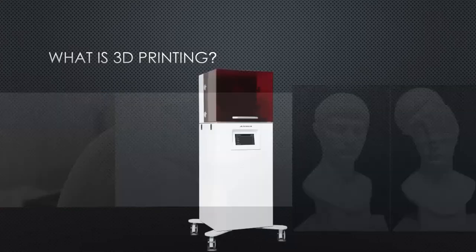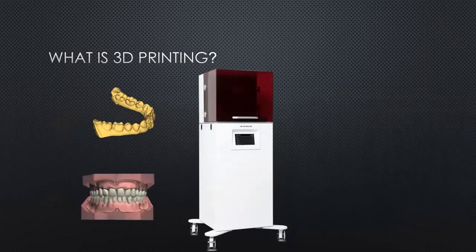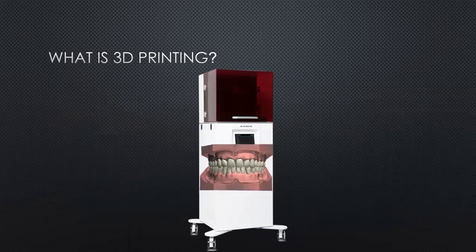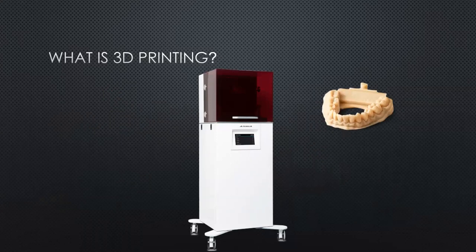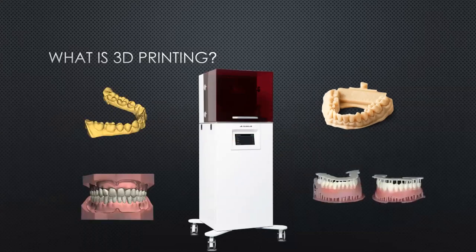So once again, you have either a digital impression or restoration that you've designed on your computer, and the 3D printer uses filament or resin to produce a real physical dental restoration or appliance. Digital models are simply transformed into real physical objects one layer at a time until you have a physical real-world three-dimensional representation of what you had created on your computer.